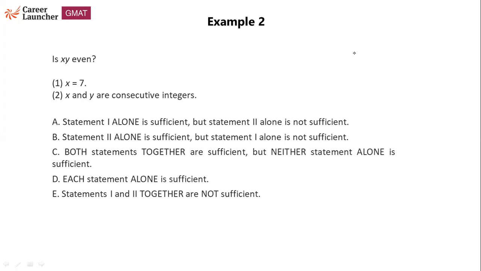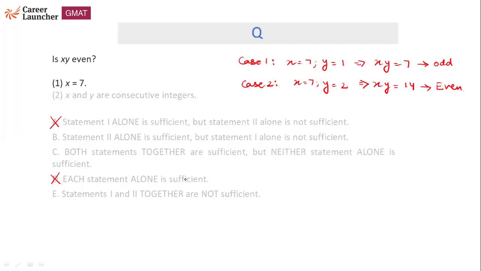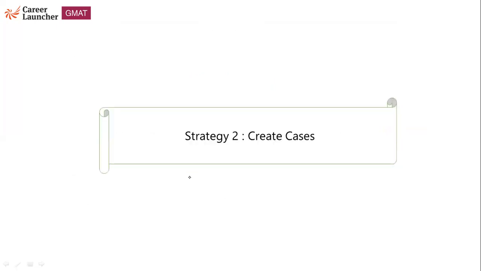Most of you responded option B and option C, 44% and 33% respectively. Now let's understand, option B is the correct one here. Yes, C was a trap answer here. And the bigger point here is to create cases.